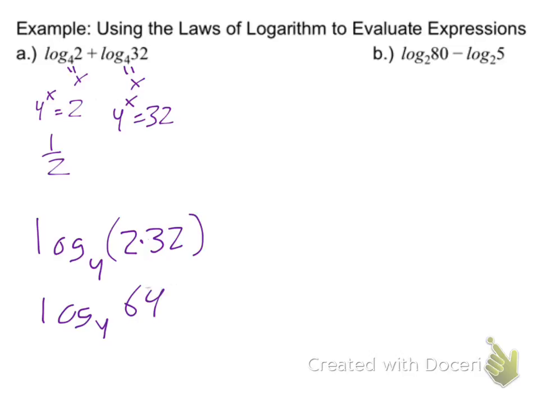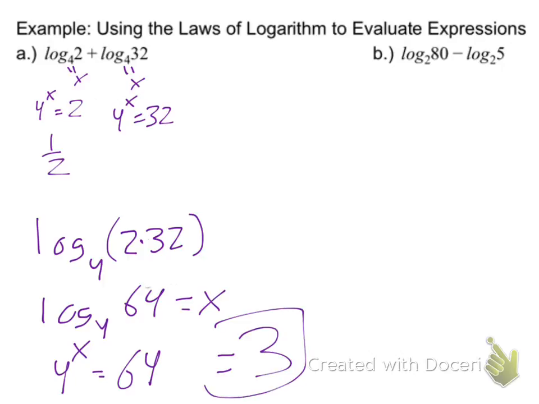And now go through that process of saying, hey, I don't know what you are, you're an x for now. 4 to the x equals 64. Wait a minute, x has to be, what is it? 3. So it equals 3. Right, a little faster.